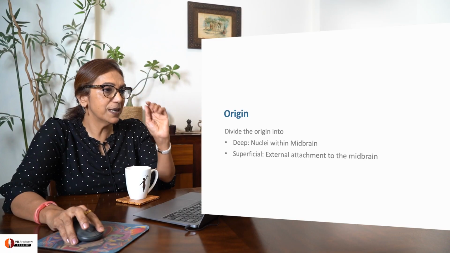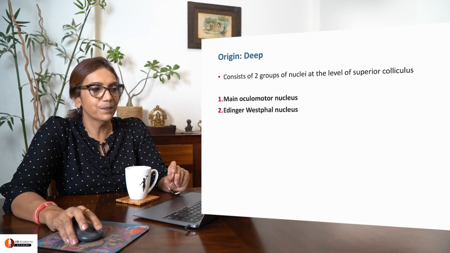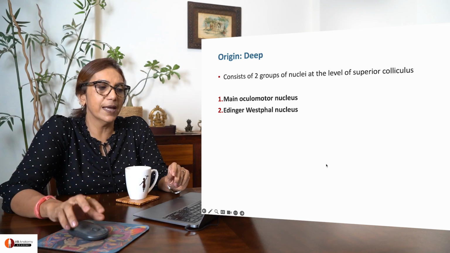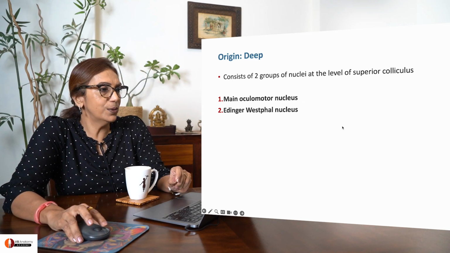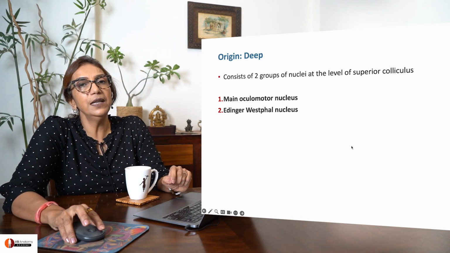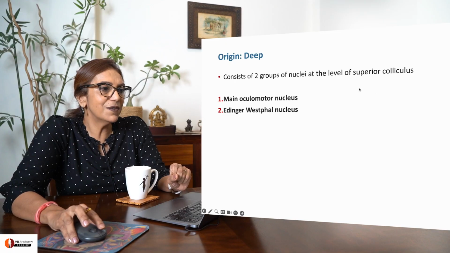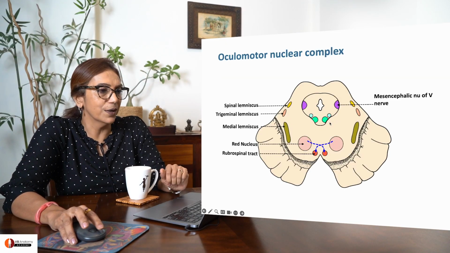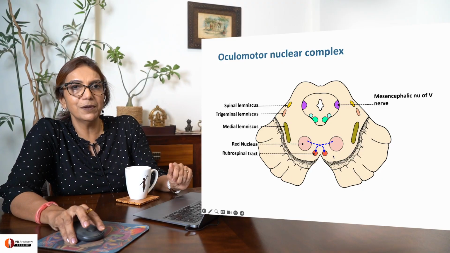So, let's first begin to discuss the deep origin. The deep origin is by attachment to two nuclei, the main oculomotor nucleus and the Edinger-Westphal nucleus, both of which are found at the level of the superior colliculus. So take a look. This is a section of the midbrain.